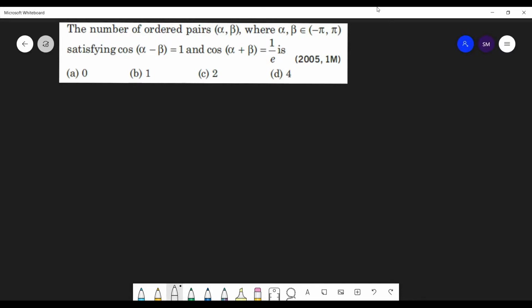So students, see here, cos(alpha minus beta) is 1. So you can say if cos theta equals 1, then what will be the values of theta? See, this is the unit circle.